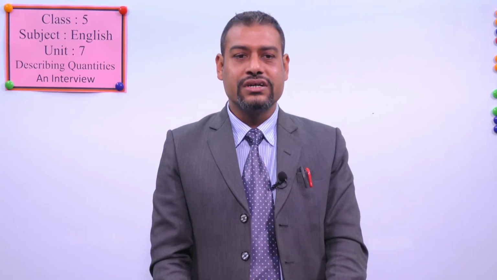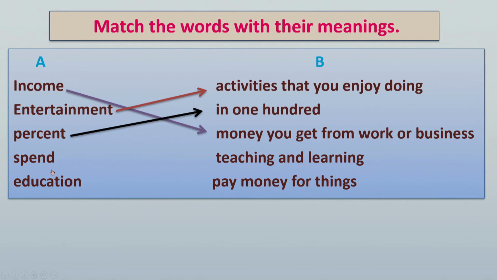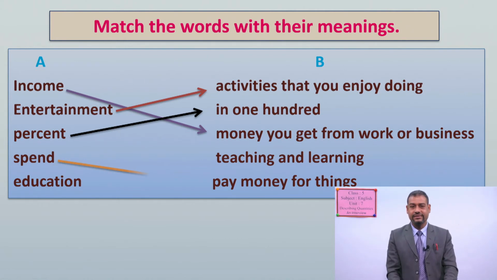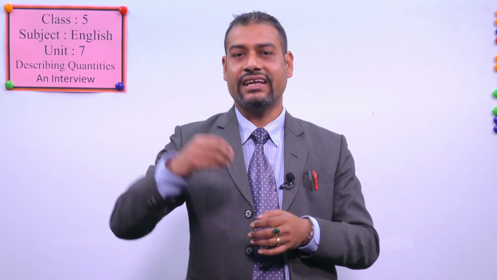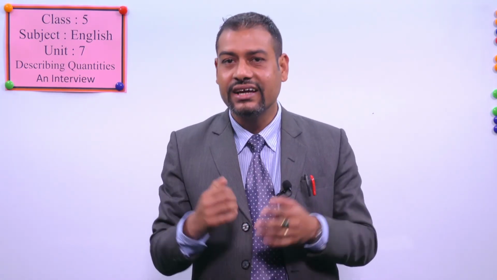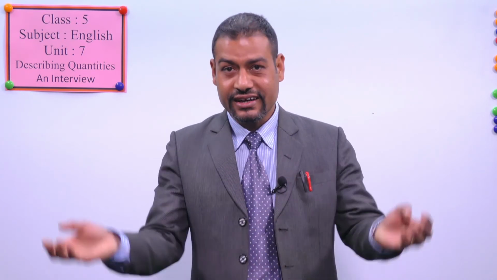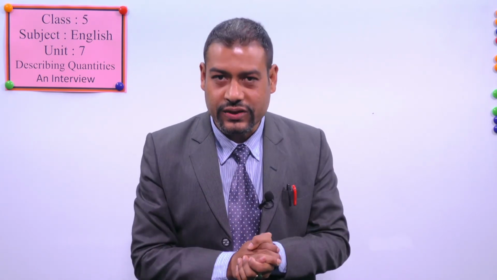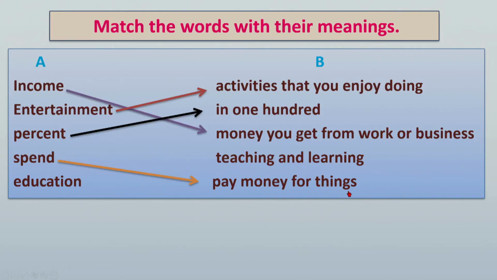Well, now another word we have is spend. You know clearly the meaning of spend. So what is the correct meaning? Now check. It is, yes, pay money for things. I have already explained to you. If you go to a shop and if you want to buy a pencil or an eraser or anything else, and if you give them money to get those things, at that time you spend your money. You cannot keep that money with you. You have to give it to other persons. That is what we call spend. So spend means pay money for things.